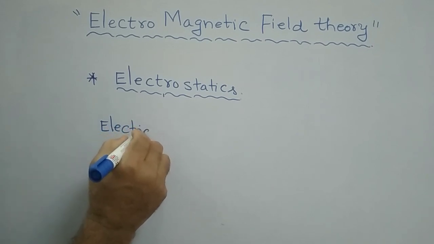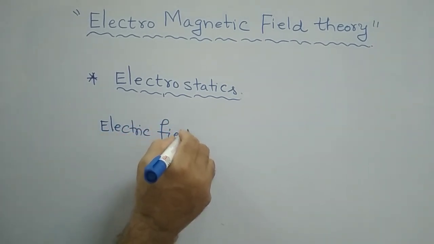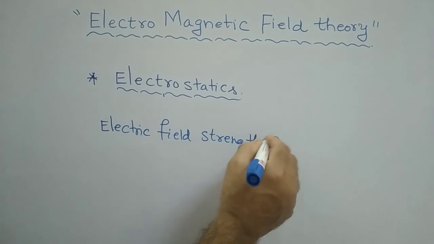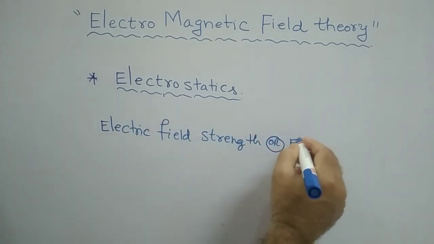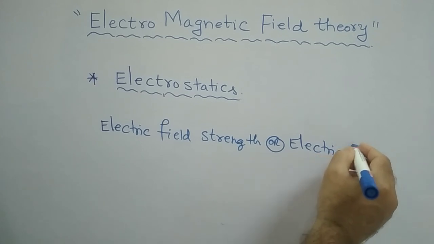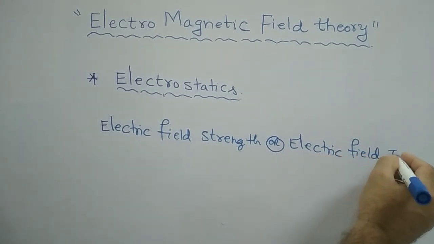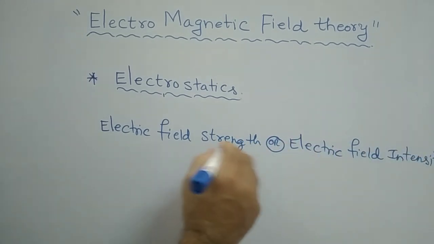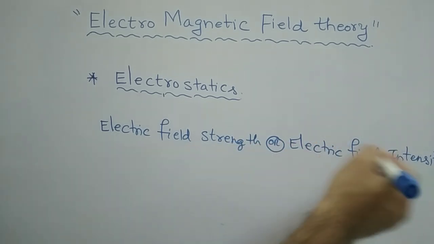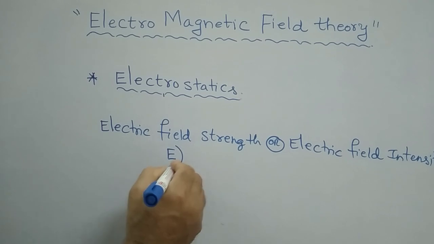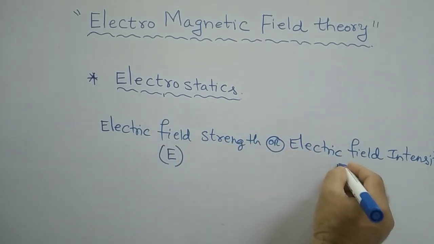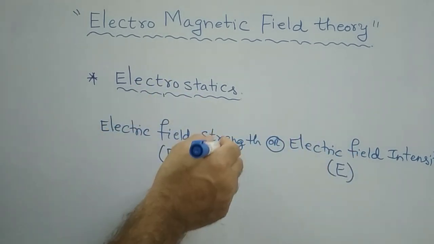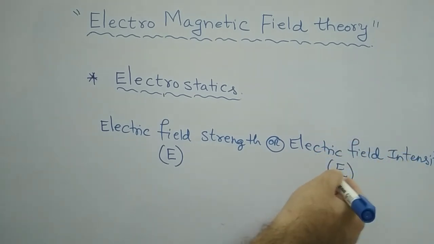Electric field strength is also called electric field intensity, or magnitude, you can say. Intensity or strength, both are the same and are represented by the capital E. These two terms can be used for the electric field strength or electric field intensity, which is denoted by E.